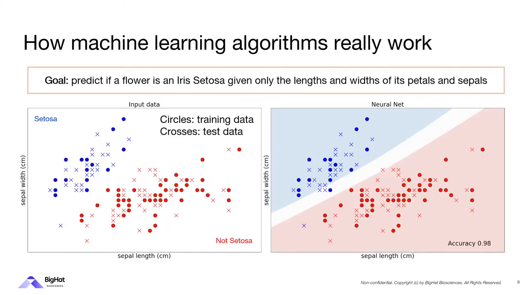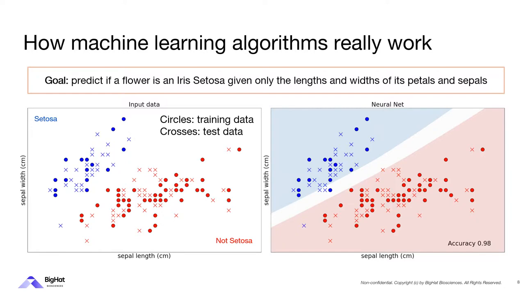So to make this challenge really concrete, let's walk through an example in some detail. The goal that we're trying to get our machine learning algorithms to do here is to predict whether a flower is an iris setosa, given only the lengths and widths of its petals and sepals. And because it's hard to visualize a four-dimensional space, let's just simplify the problem to make it accessible.